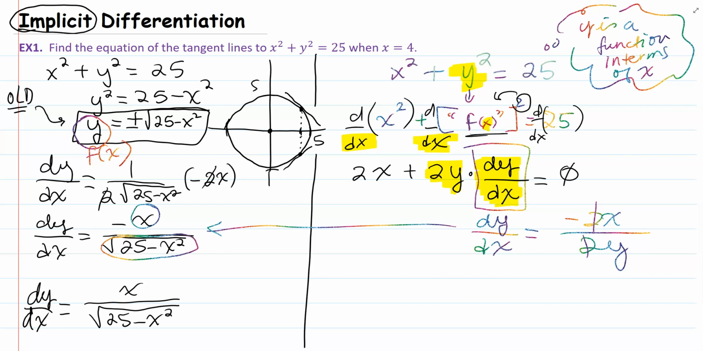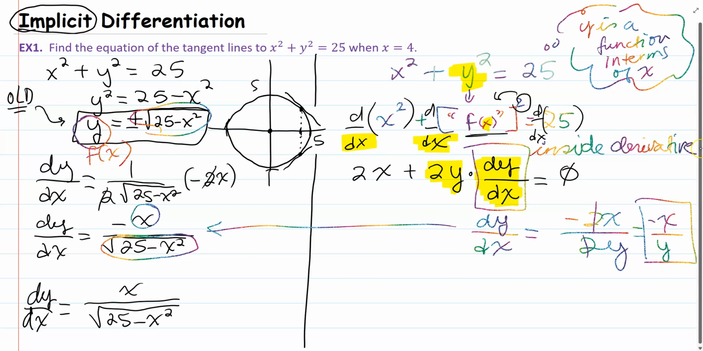over y. And y is the square root of 25 minus x squared, right? But we don't have to go and express that in terms of x only. So you can go ahead and take the derivative with just y in there. And when we do that, we have to treat y as a function in terms of x. So we have to multiply by the inside derivative, which is dy/dx. So you'll have 2y dy/dx.